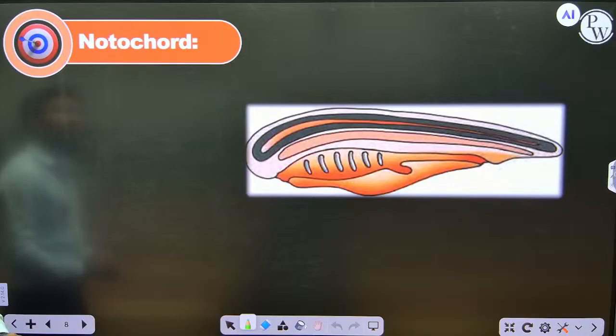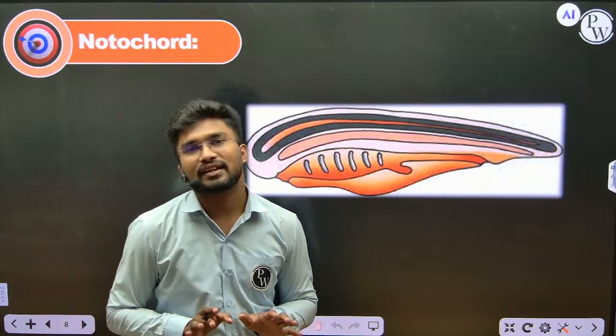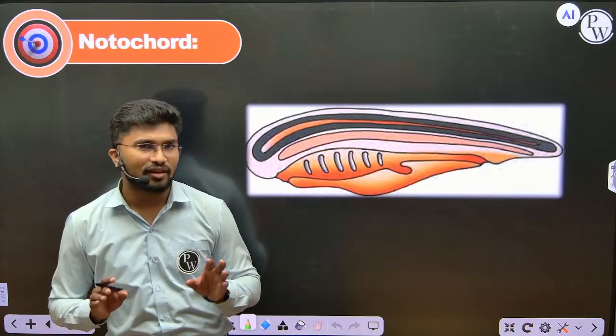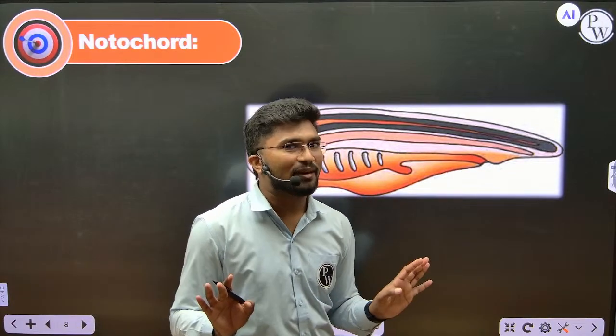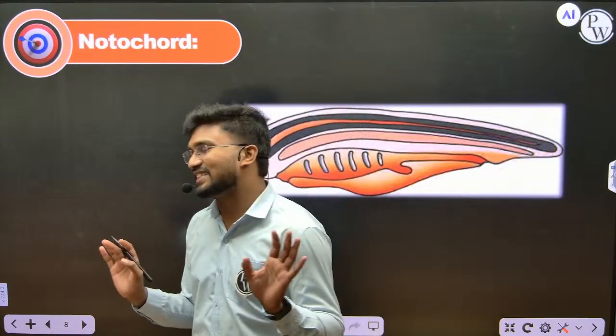Next one is notochord. If any animal has a notochord, these animals are called chordates. If any animal doesn't have a notochord, these are called non-chordates.